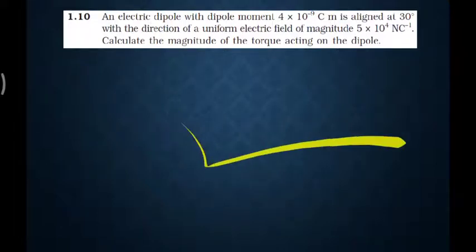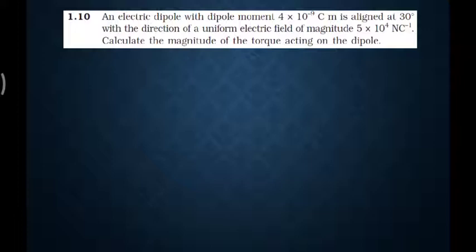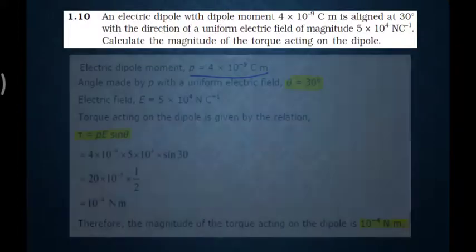Are you getting what I am trying to explain to you? So this is the 30 degree angle they are constructing. Calculate the magnitude of torque. So we have to find the torque on the dipole moment. You may come across this during the chapter. So it is a very easy example for you.